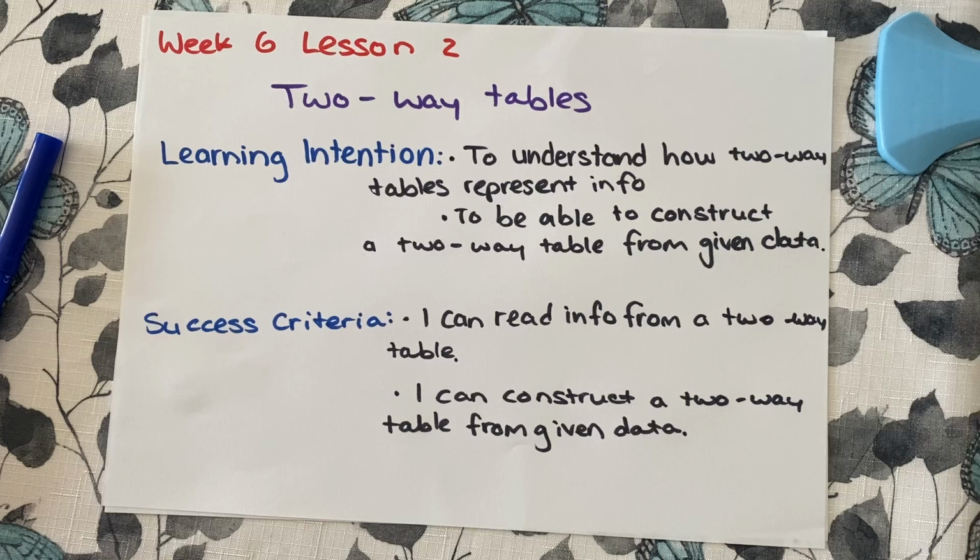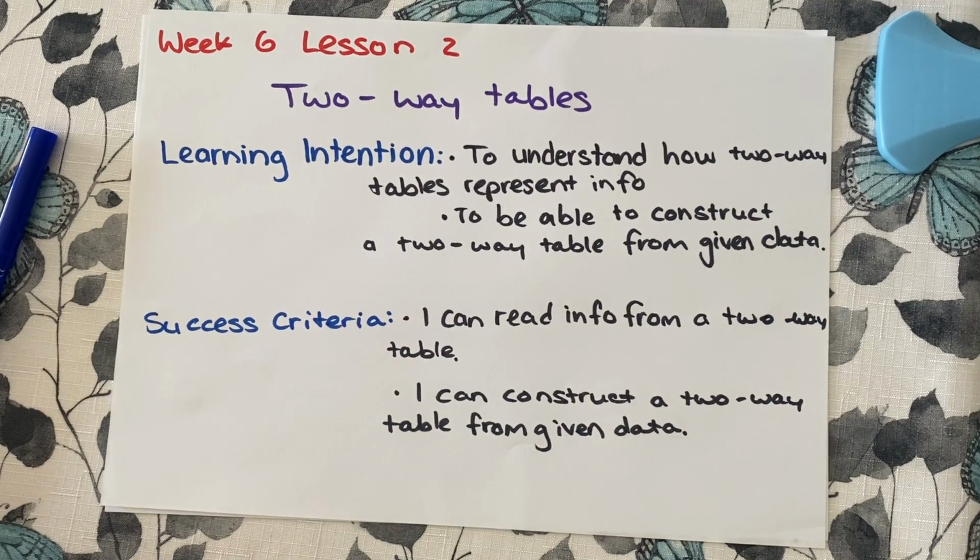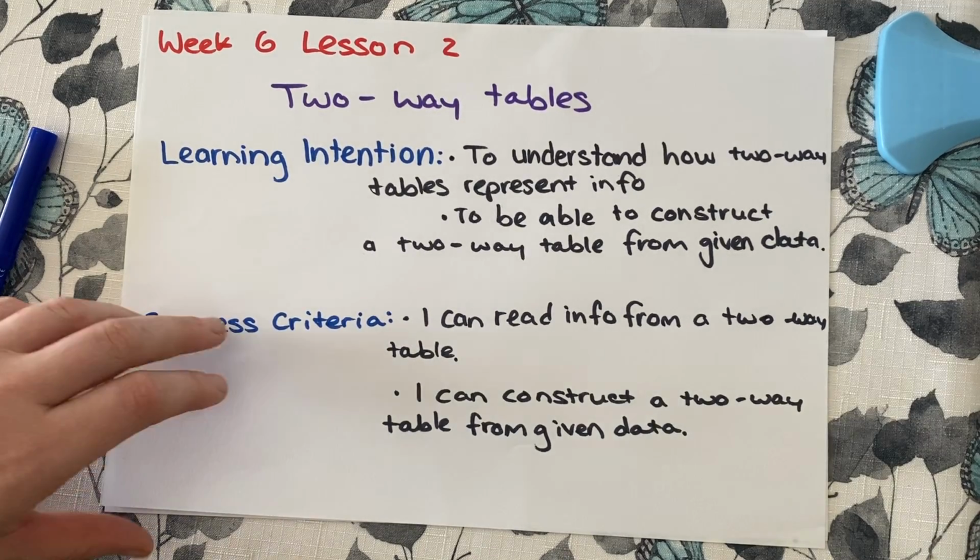For this mini lesson we are looking at two-way tables. I'm going to show you what a two-way table looks like later, but for now our learning intention is to understand how they represent information and to be able to construct a two-way table. By the end of this you should be able to read a two-way table and answer questions and be able to construct one from information you've been given.